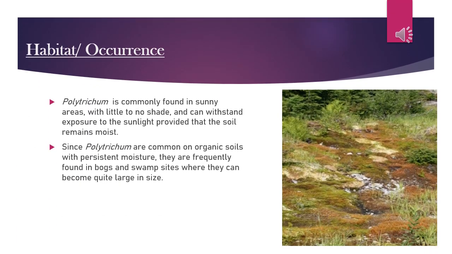So next we will study the general characteristics of Polytrichum. Before starting the general characteristics, first of all we have to know the habit or the occurrence of Polytrichum. Here Polytrichum is commonly found in sunny areas with little to no shade and can withstand exposure to sunlight, in areas with moist soil. These plants can also be considered cosmopolitan in distribution.